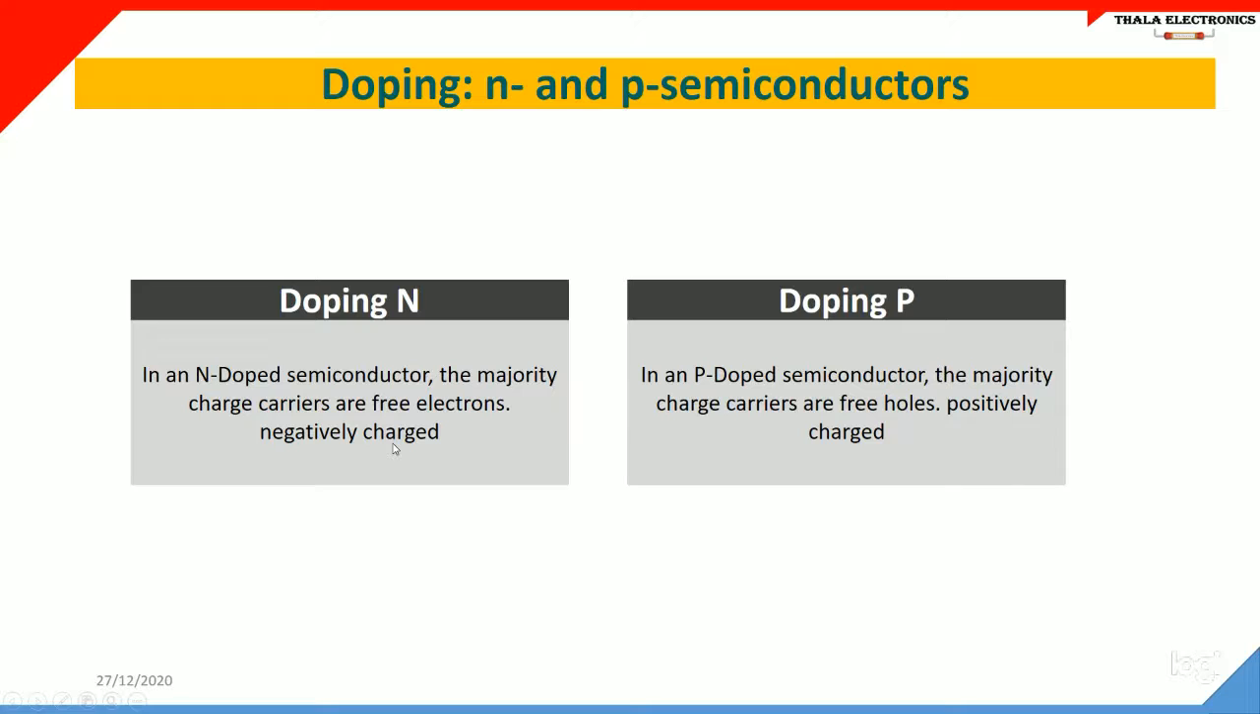Now, as a conclusion, in N-doped semiconductors the majority charge carriers are free electrons, negatively charged, and in P-doped semiconductors the majority charge carriers are free holes, positively charged.